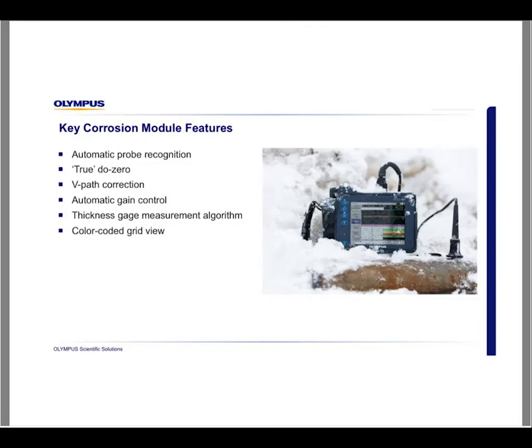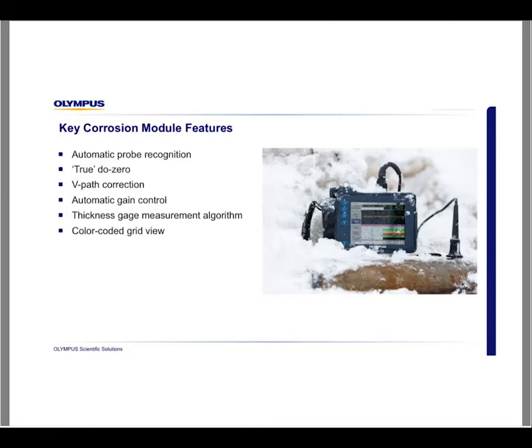Now, in order to achieve this workflow that I've described, we have a number of features that the corrosion module offers. The first is automatic probe recognition. We use this feature on the 38DL PLUS thickness gauge. Using any of our Olympus thickness gauge dual transducers with the center pin ID, you can plug the probe into the instrument, the EPOCH 6LT, and the 6LT will recognize which probe is connected. It will display that probe name, and it will automatically load pulser and receiver settings. And this works for any of our Olympus thickness gauge dual probes.